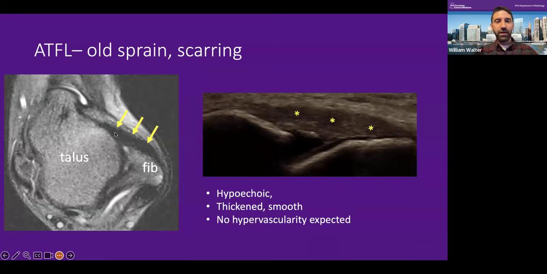ligament turns dark. And so here we see a markedly thickened, low signal or dark ATFL that is scar remodeled. So this is completely replaced by scar at this point. It's very abnormally thick in the setting of an old healed tear. And this is the same ligament on ultrasound here from the fibular tip to the talus.